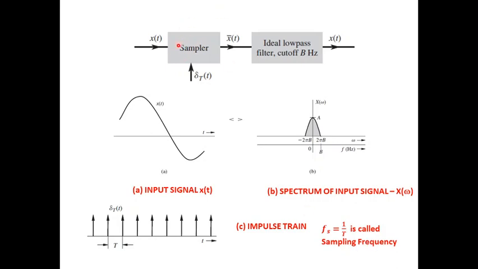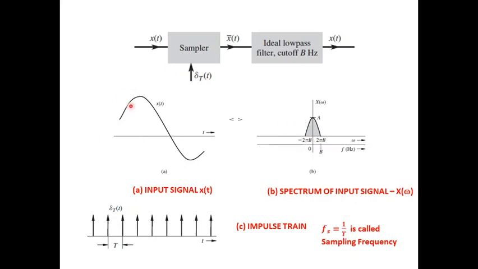This sampler can be assumed to be a multiplier, which multiplies the input signal x of t, which we have taken here as a sine wave, with the train of impulses delta T of t. The corresponding output that we obtain is given by x cap of t. It is very important that when we study the sampling theorem, we need to represent a signal both in the time domain as well as the frequency domain, or spectrum representation, because only from the spectral representation will we see the effects of sampling later.